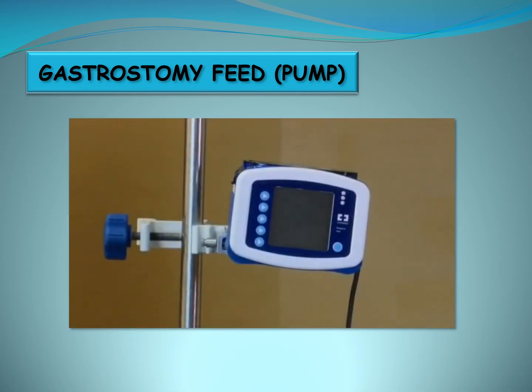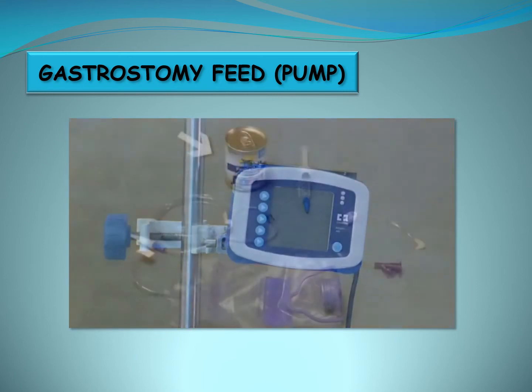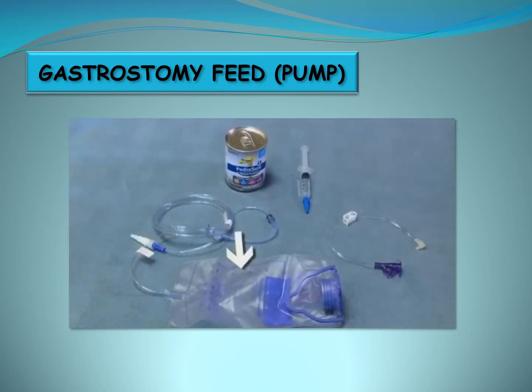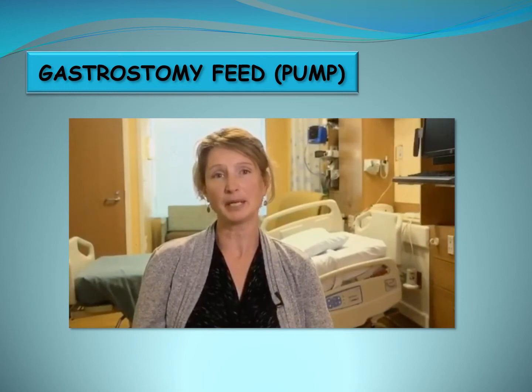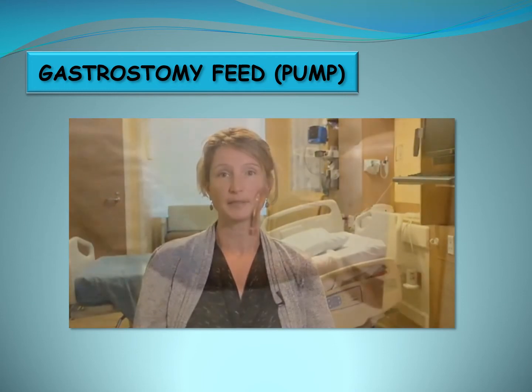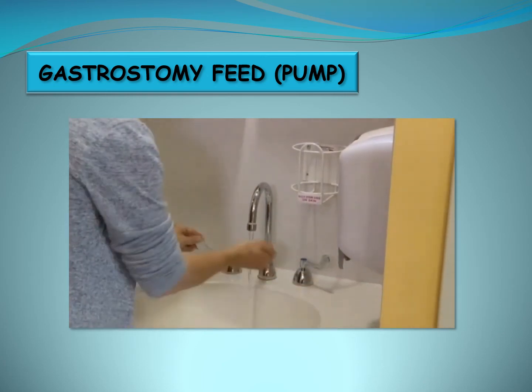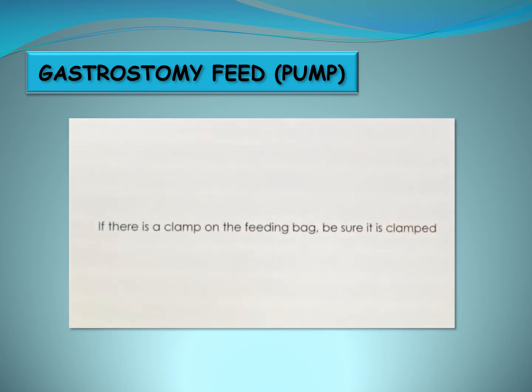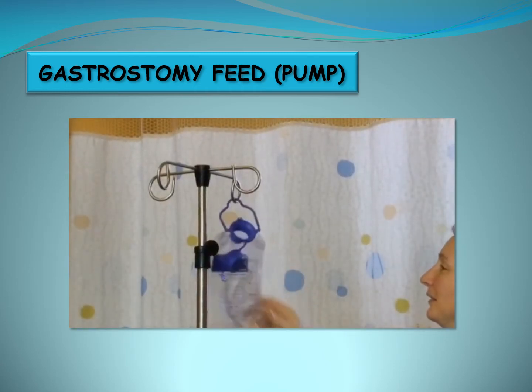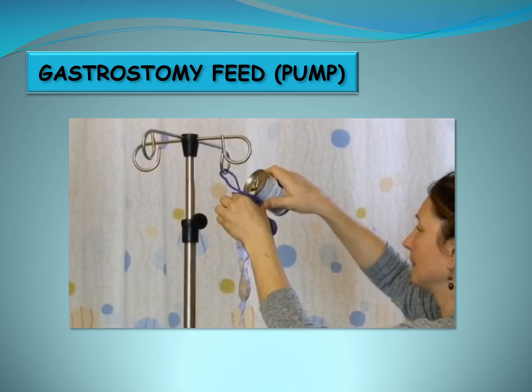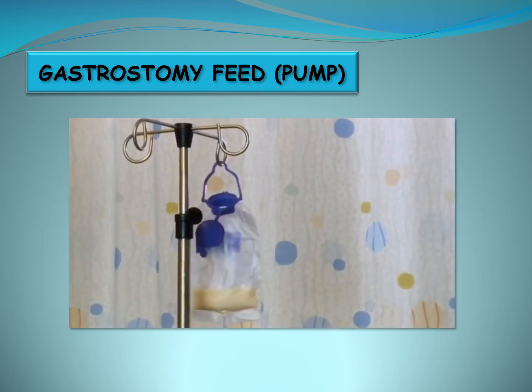Gather your supplies: feeding pump, formula, feeding bag, extension set if your child has a button tube, syringe, and water for a flush at the end of feeding. Depending upon the age of your child, this will most likely be 5 to 10 mL. Wash your hands. If there is a clamp on the feeding bag, be sure it is clamped. Hang the bag on the pole. Pour the prescribed amount of formula into the bag.